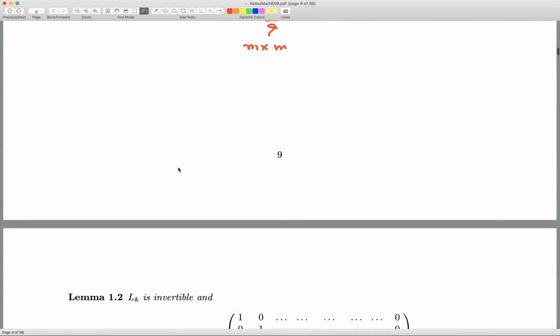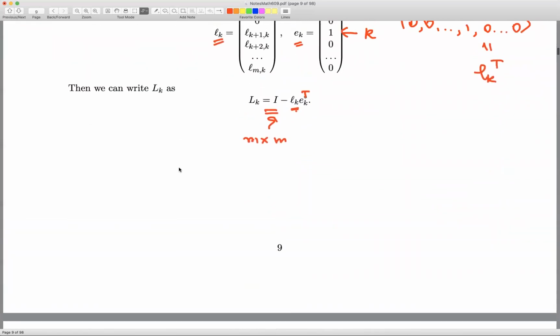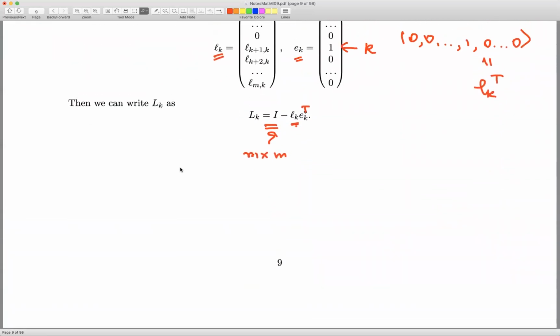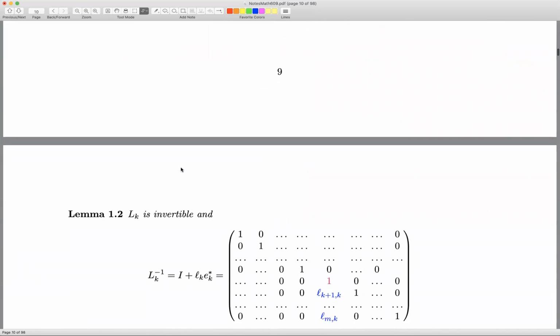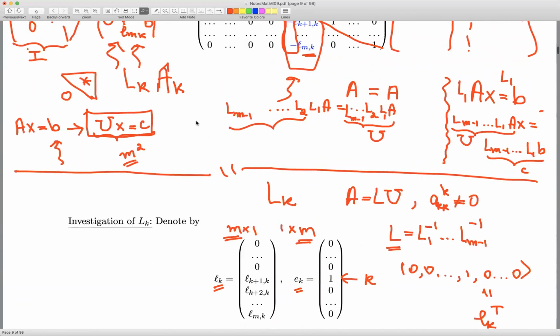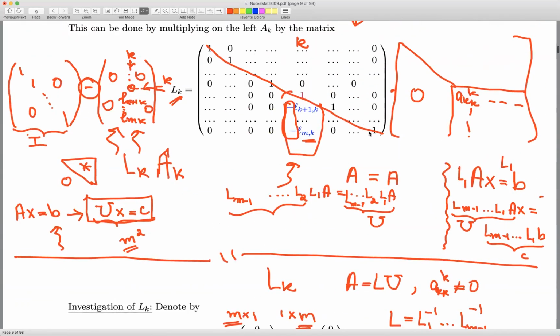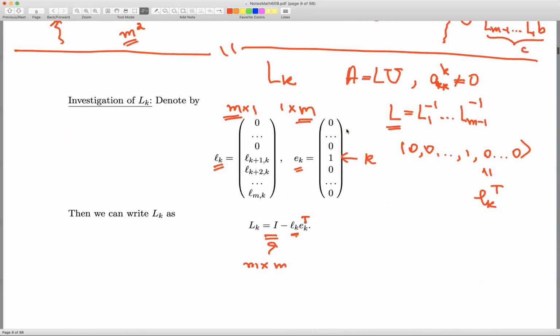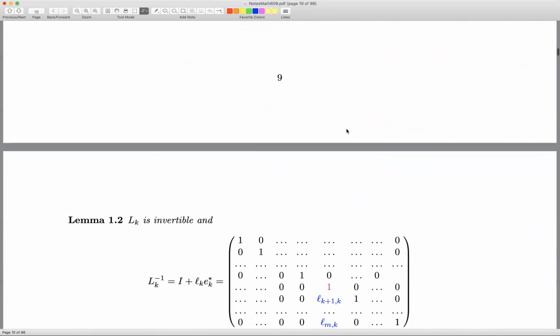Now, the first claim that we are going to prove is that Lk is in fact an invertible matrix, which is not so difficult to see because this is a lower triangular matrix with ones on the main diagonal. Therefore, the determinant of this matrix is 1, as the product of all the elements on the main diagonal, and therefore it will be invertible.